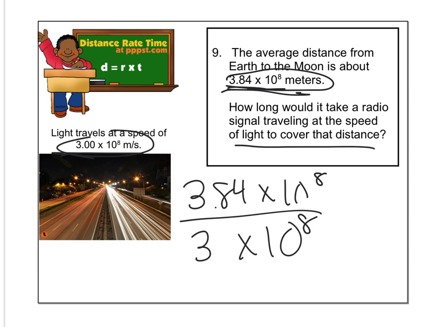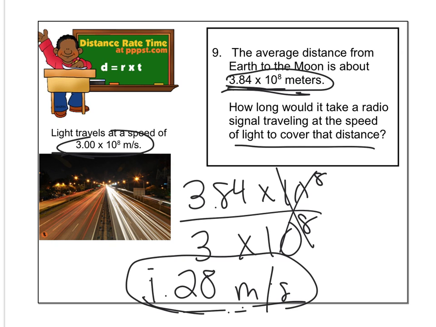So 3.84 divided by 3 is going to be 1.28. Then 10 to the 8th divided by 10 to the 8th, this is actually going to cancel itself out. So you're going to be left with 1.28 meters per second. That's how fast it's going to be. Well, actually, since you're looking for how long, it would just be 1.28 seconds.